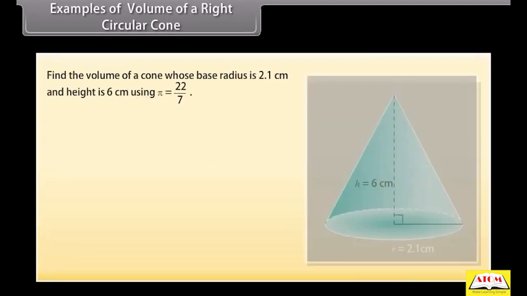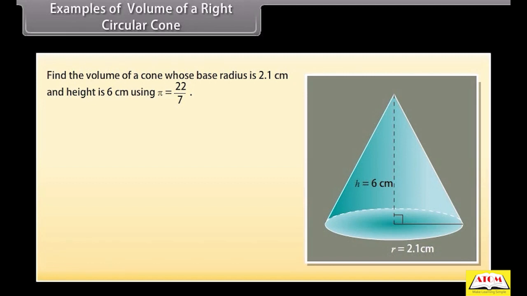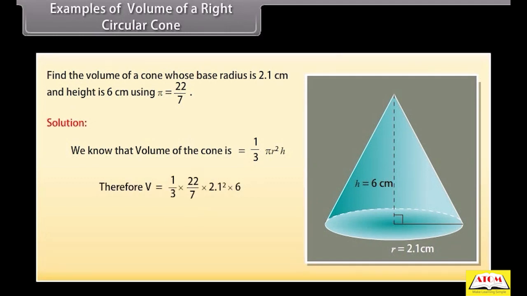Examples of volume of a right circular cone. Let us now solve an example. Find the volume of a cone whose base radius is 2.1 centimeter and height is 6 centimeter using pi as 22/7. Solution. We know that volume of the cone is 1/3 pi r square h. Therefore, V is equal to 1/3 into 22/7 into 2.1 square into 6, which is equal to 27.72 centimeter cube.